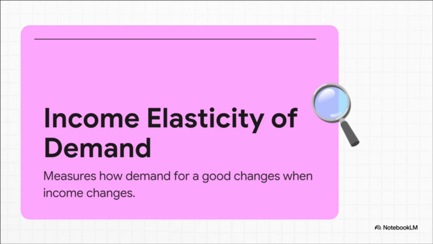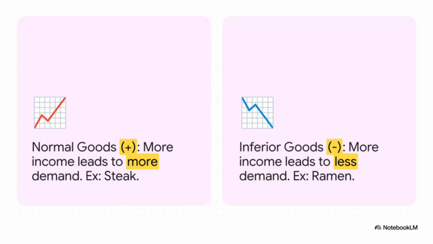It tells us how your demand for something, let's say going out for steak dinners, changes when you suddenly get a raise, or when your summer job ends. This is so important for businesses trying to figure out what's going to happen when the economy is good versus when it's bad. Now here's the really interesting part. The sign of the number, whether it's positive or negative, tells you the whole story.